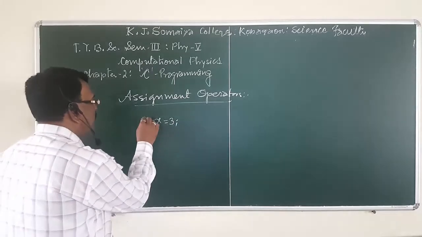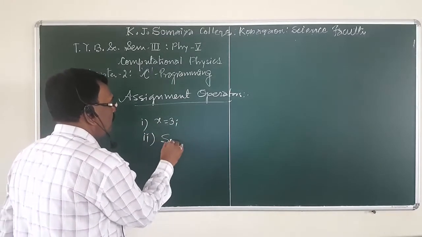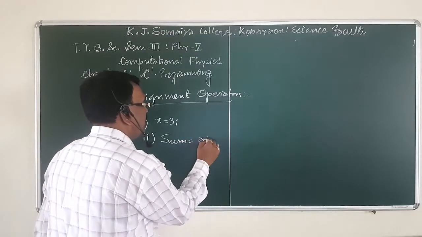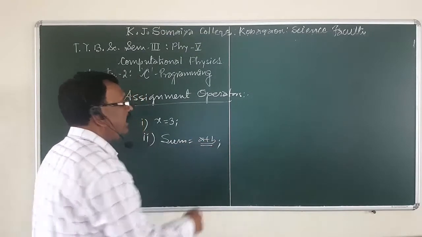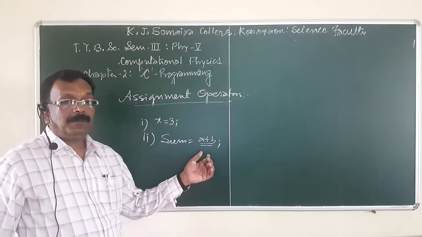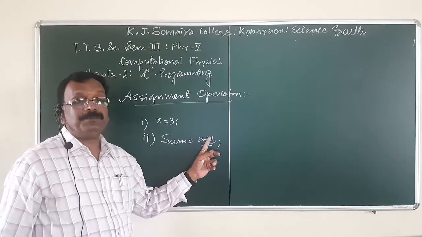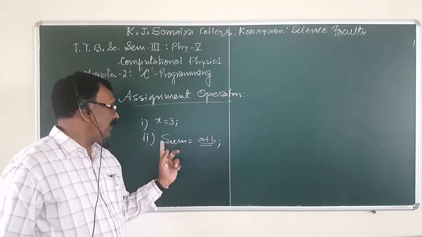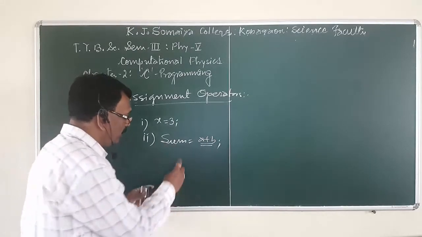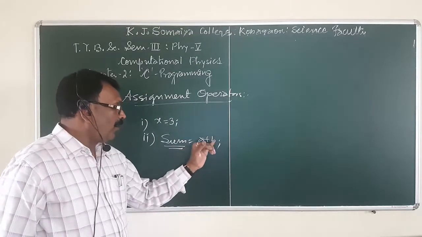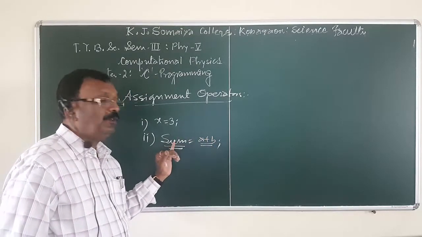Now, second example, sum is equal to A plus B. Here A plus B is the expression. Meaning of this is the sum of A plus B is assigned to the variable name sum. Sum is the variable name, and here the sum of A plus B is assigned to the variable name.